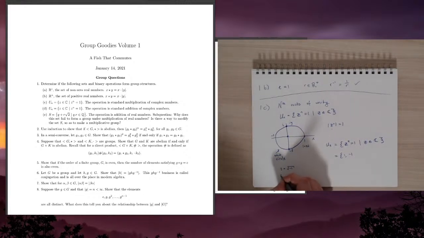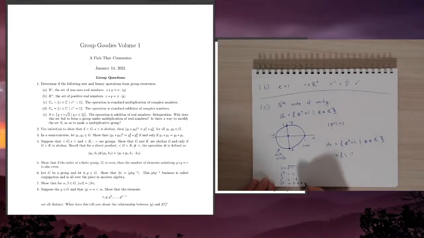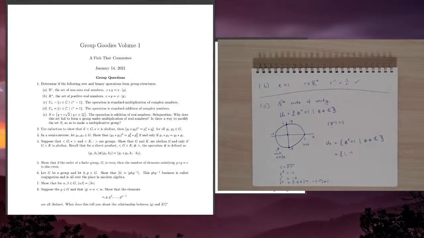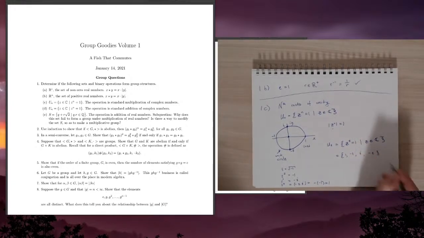So then i squared is -1. i cubed equals -i. And i to the 4th, well, that's -i times i, which is -1, which is positive 1. So i is in there. And very similarly, it's the same argument, minus i is in there as well. And that's it.